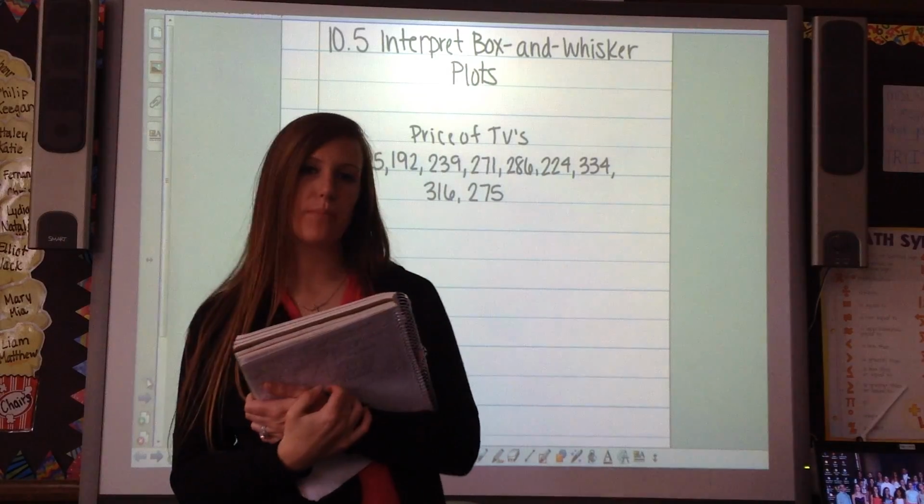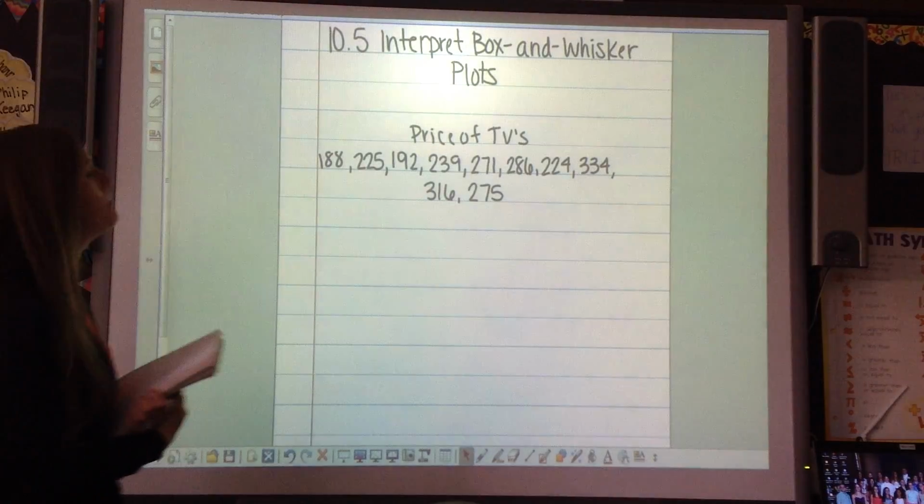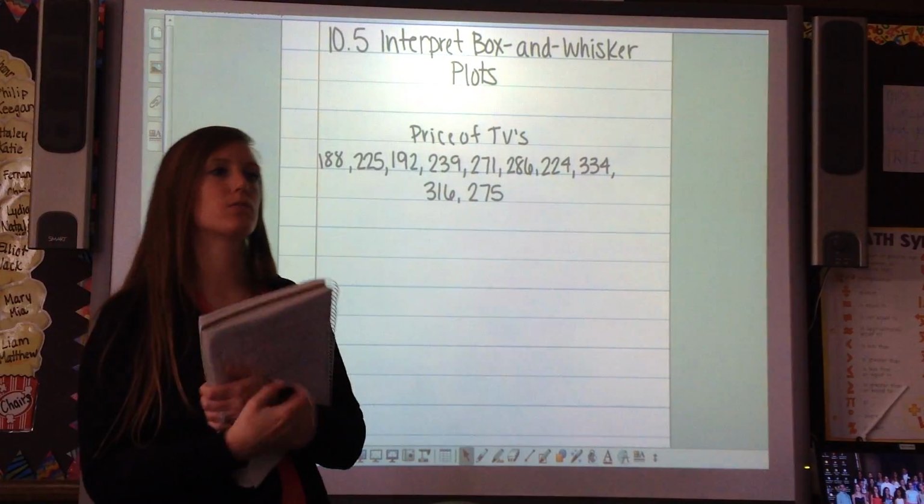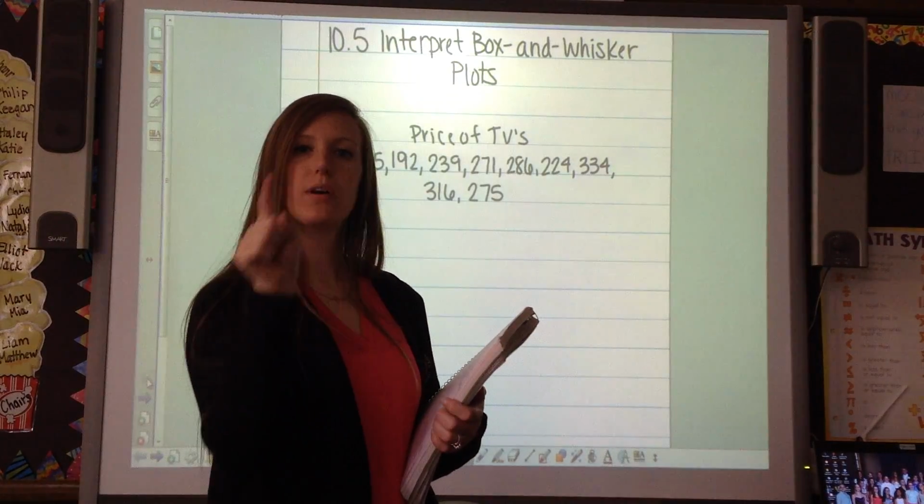In the last lesson of the chapter, we're going to interpret and make box and whisker plots. So let's start with making box and whisker plots. Remember, a box and whisker plot has 5 values. Between the 3 middle ones, there's a box.